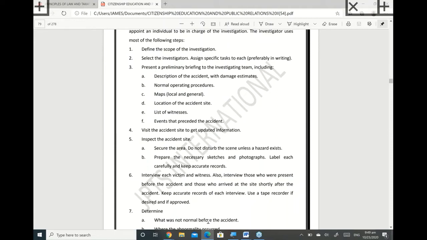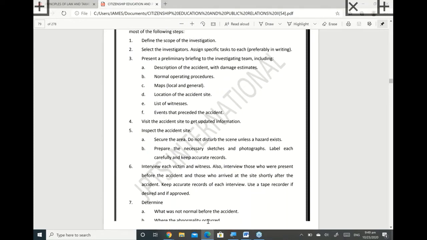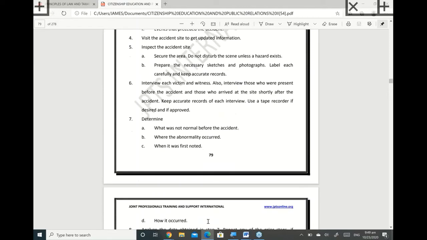Then interview. You now interview the victims and the witnesses. You have to invite them to the interview. Some will say they were there when it happened. You describe how the accident happened. Then interview those who were present before the accident and those who arrived at the site shortly after the incident. Then keep an accurate record of each interview. Use a tape recorder if desirable and approved.